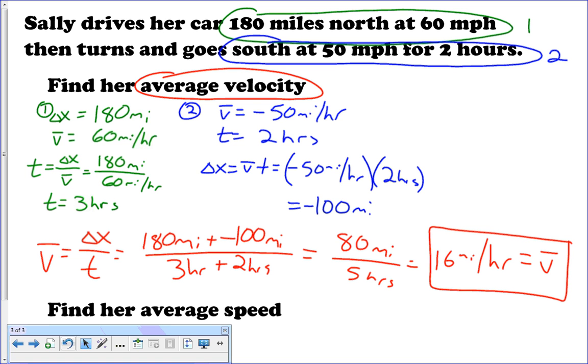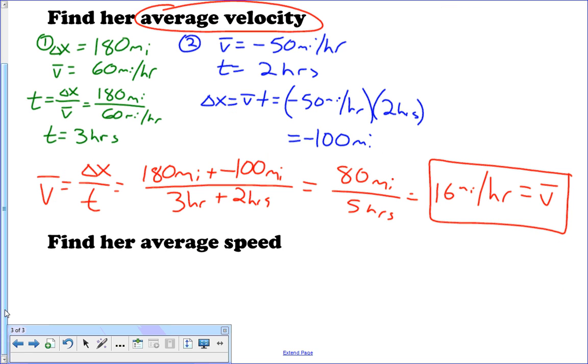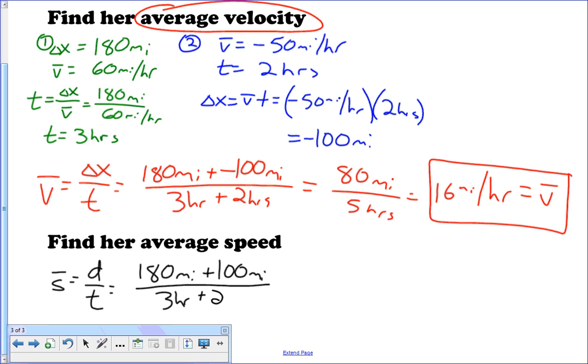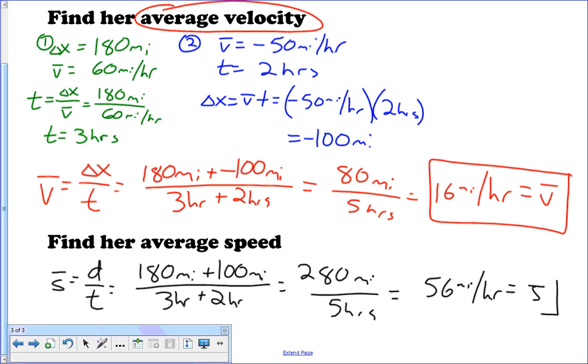Okay. All right, and then finally, we can find our average speed by doing distance over time. So same thing we did before. We're just going to ignore the negative signs and do the same thing. So it becomes 180 miles one way plus 100 miles the other way. Notice I dropped the negative. The time that took was 3 hours for the first chunk, 2 hours for the second chunk. So we went a total of 280 miles in 5 hours. So that's 56 miles per hour for our average speed.